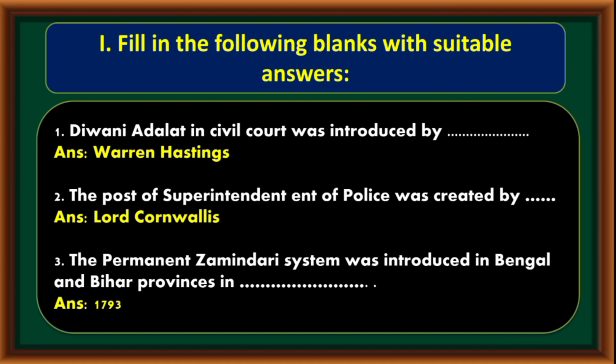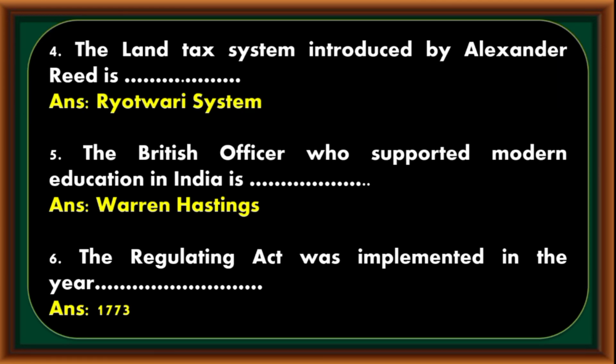1793. The land tax system introduced by Alexander Reed is Ryotwari system. The British officer who supported modern education in India is Warren Hastings. The Regulating Act was implemented in the year 1773.